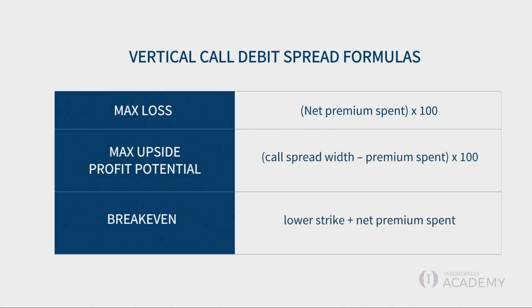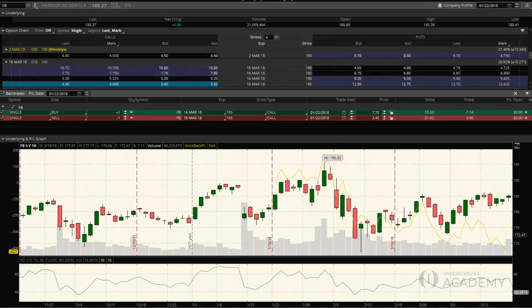Break even is very simple. You need to know your lower strike, and then you're going to add that net premium spent. Remember, you're spending money on this spread, so you have to make above and beyond that premium that you're spending before you can actually make money at expiration.